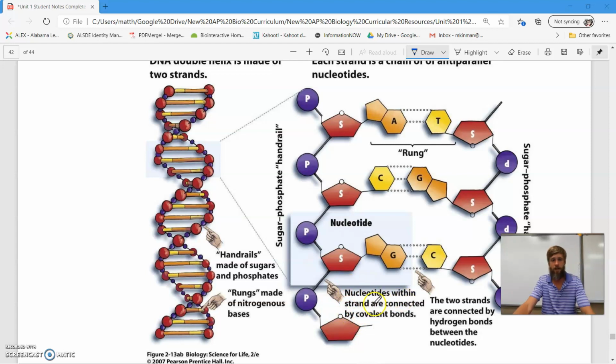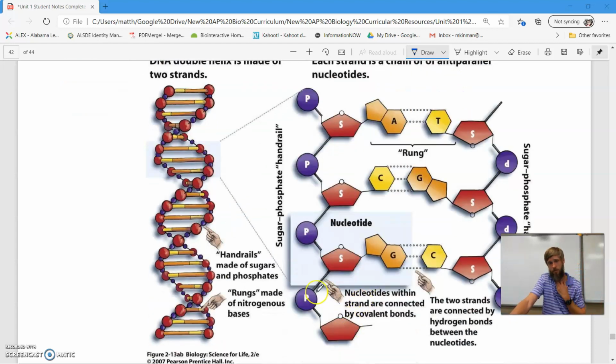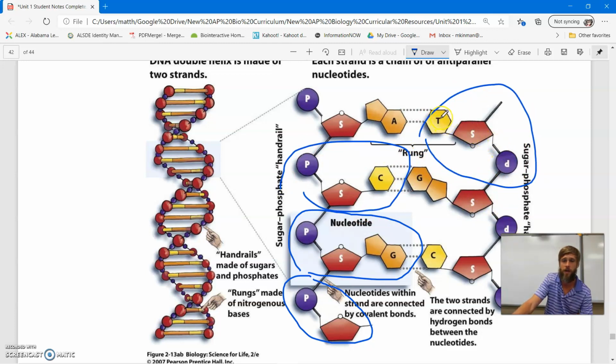All right, so just to get a visual of everything we've talked about thus far, nucleotides within strands are connected by covalent bonds. This is on the next page, so I would scroll down. Each one of these is an individual nucleotide. Here we have a nucleotide, here we have a nucleotide, over here is a nucleotide. We've got the phosphate, the sugar, the nitrogenous base.